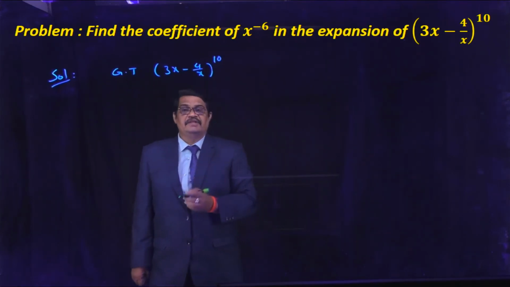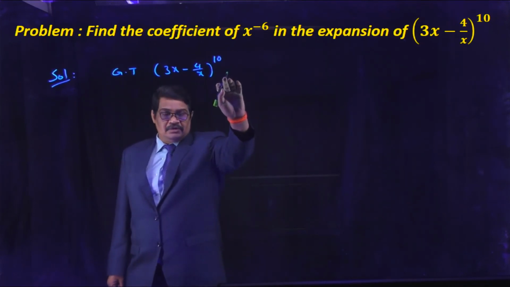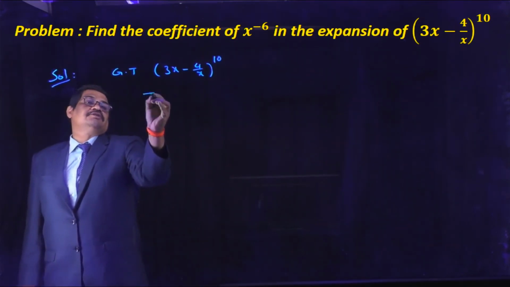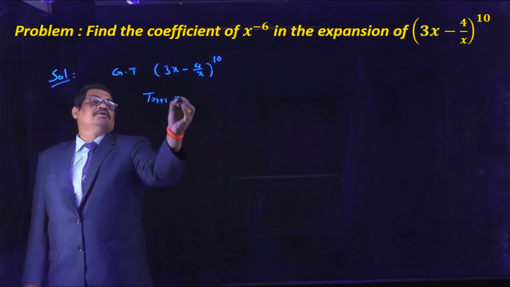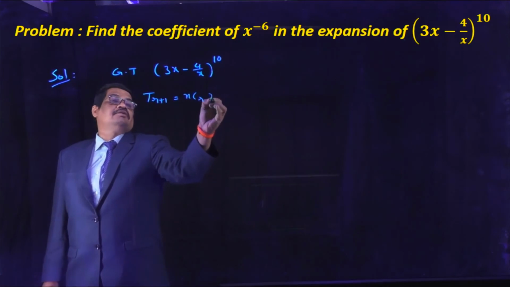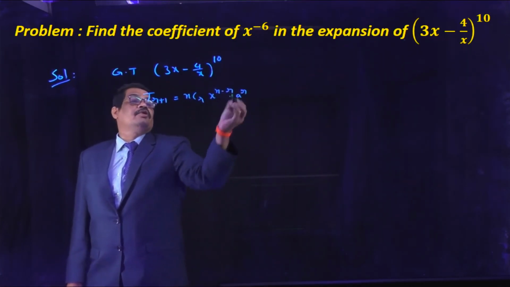First we have to write the general term for this given expression. What is the general term? That is T r plus 1, which is nCr x to the power of n minus r into a to the power of r.